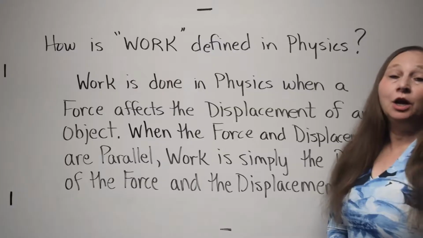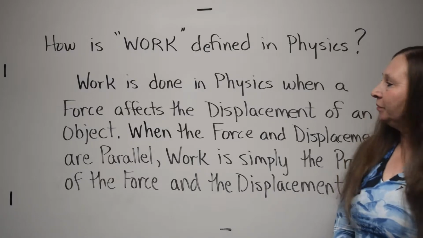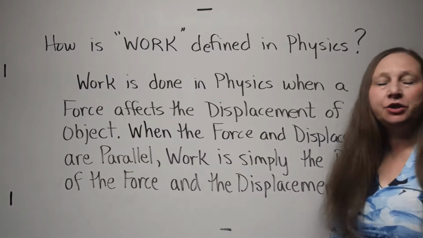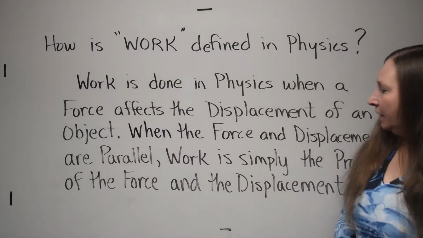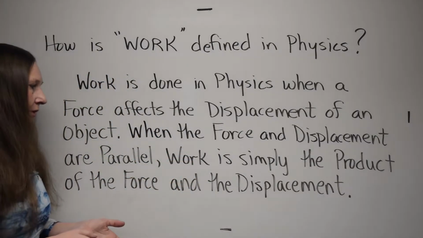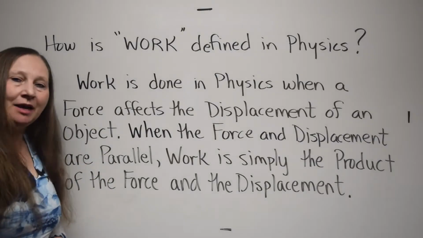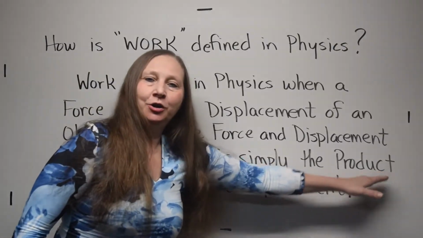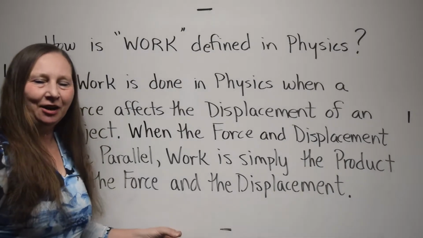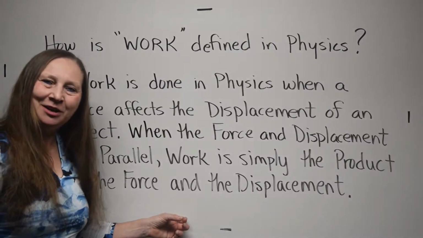Here we go. So how is work defined in physics? Well, work is done in physics when a force affects the displacement of an object. Now, when the force and the displacement are parallel, work is simply the product of the force and the displacement. Since it's a product, you're going to multiply the force times the displacement to calculate the work. Let's look at the equation for work that's based upon this definition.